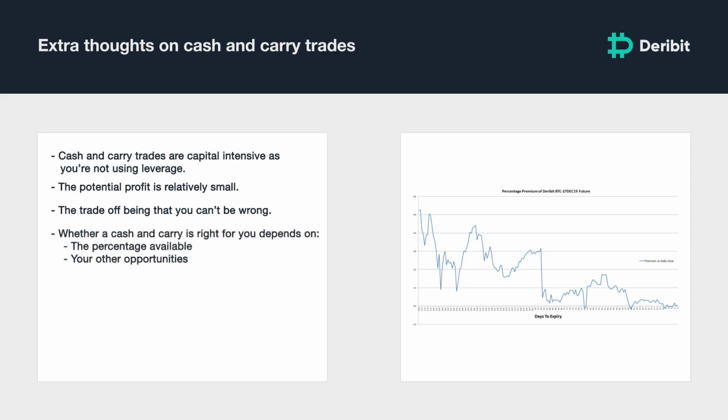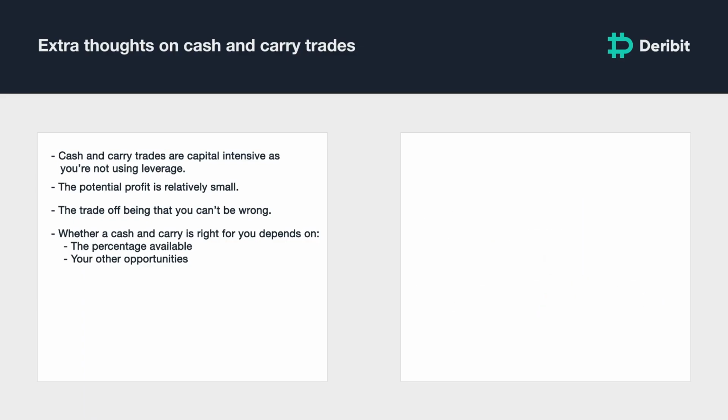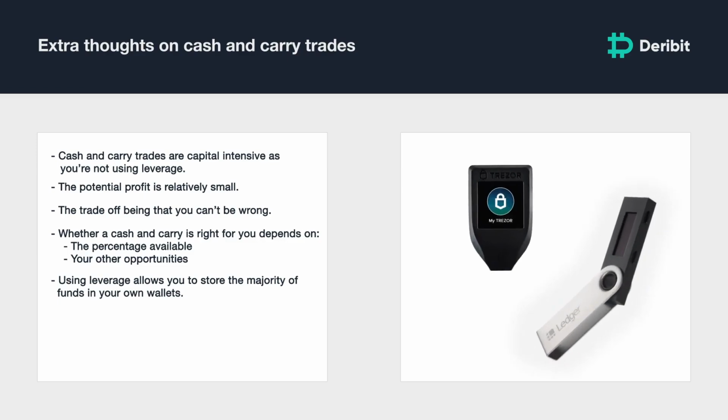So to consider if the trade is worth it for you, you must consider the opportunity cost of having your capital tied up. For example, if you spot a cash and carry trade that is offering a 2% premium, but the time to expiry is 9 months, you may be able to beat this by putting your capital to better use elsewhere. We mentioned earlier how it wasn't necessary to keep 100% of the funds on the exchange where you're shorting the futures contract. Using leverage allows you to keep the rest of the funds somewhere else, for example on a hardware wallet like a Trezor or Ledger.